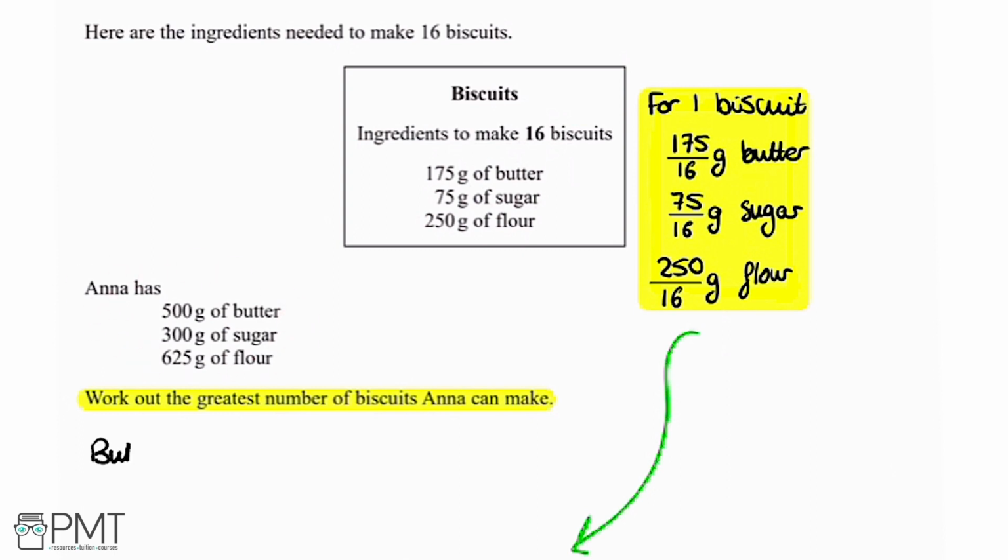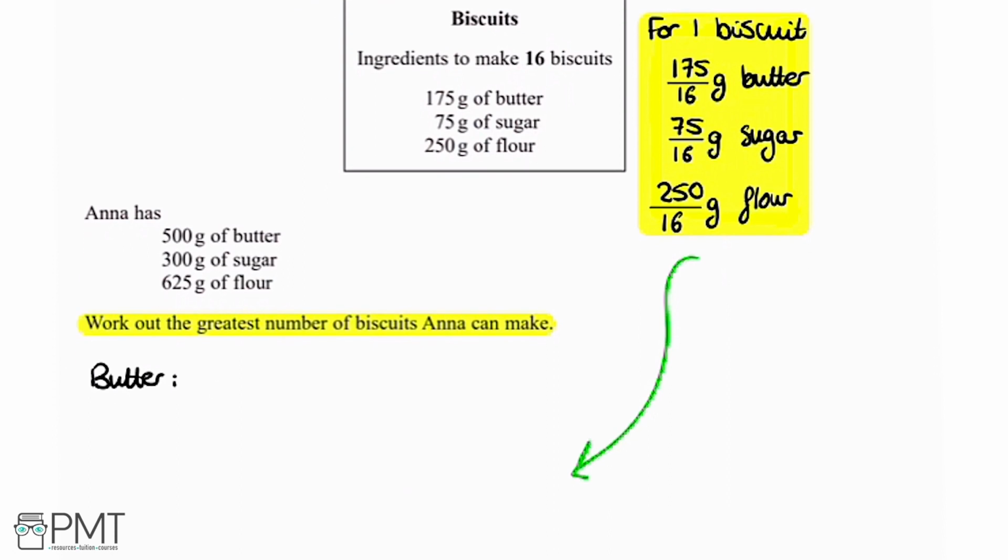So look at the butter first. Anna's got 500 grams. I'm going to divide that by the amount you need for 1 biscuit. So that's 175 divided by 16. And that's a little bit complicated, but luckily we can just put it into our calculator, which gives 45.714. However, we can't make a bit of a biscuit. So that means Anna has enough butter to theoretically make 45 whole biscuits. Now, exactly the same process for the sugar.